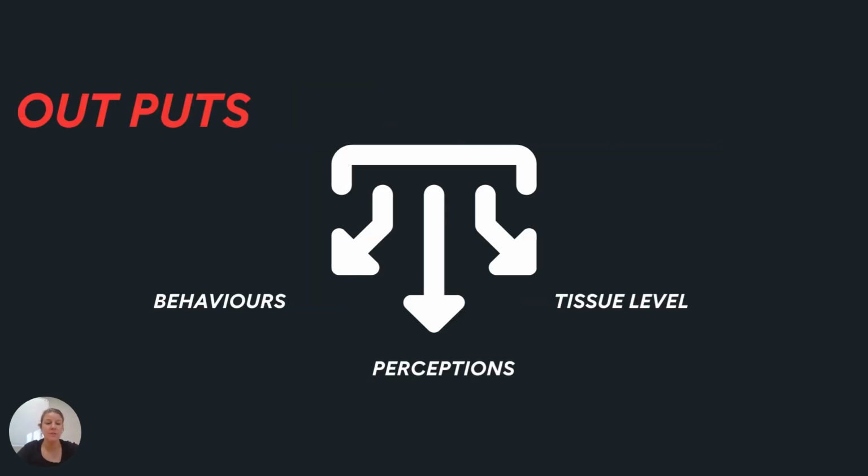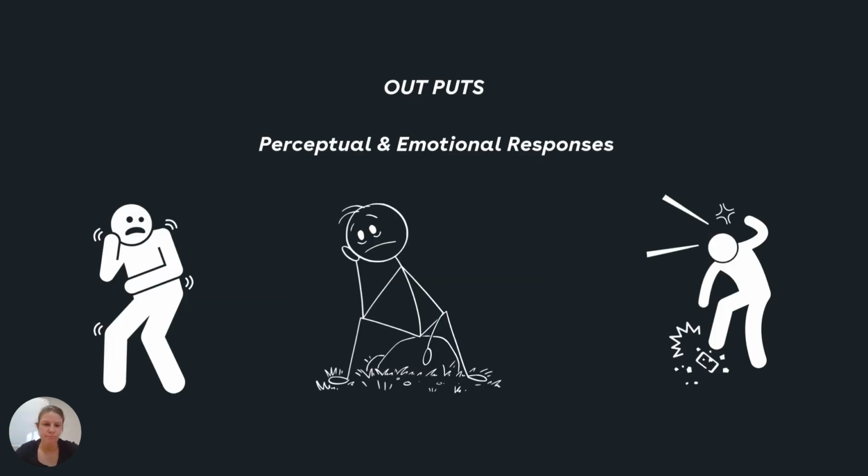Once our brain decides this, we then have an output. Now, the output is broken down into three main things. Our body then decides, given how much credible evidence of danger there is, what behaviors do I need to change to protect myself? What are my perceptions that might need to change, again, to protect myself? And what needs to happen from a tissue level, again, to protect my body from this impending threat? So, perceptual and emotional responses. If there is enough credible evidence that there's a threat, we could have fear, frustration, anxiety. These are all really common when it comes to pain.